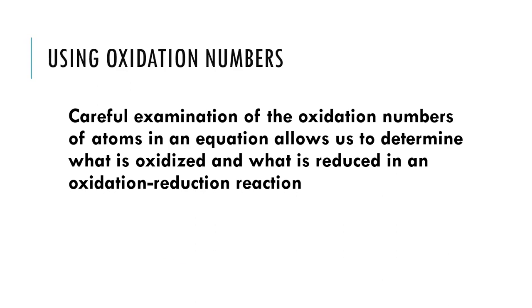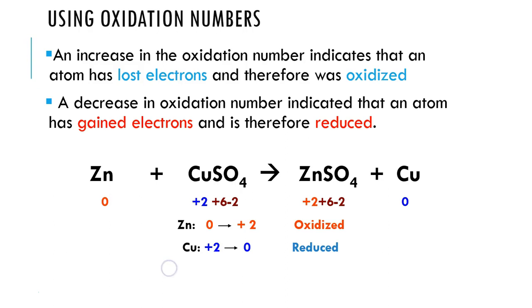Alright, so if we use the oxidation numbers and look at the change in oxidation state from one side of the equation to the other, we can see which species is oxidized or reduced. So an increase in the oxidation number indicates that an atom has lost electrons and was therefore oxidized. So if you see the oxidation state becoming more positive, that means that species was oxidized. A decrease in the oxidation number indicates that an atom has gained electrons and was therefore reduced. So if you see the oxidation state become more negative, you can say that that species was reduced.